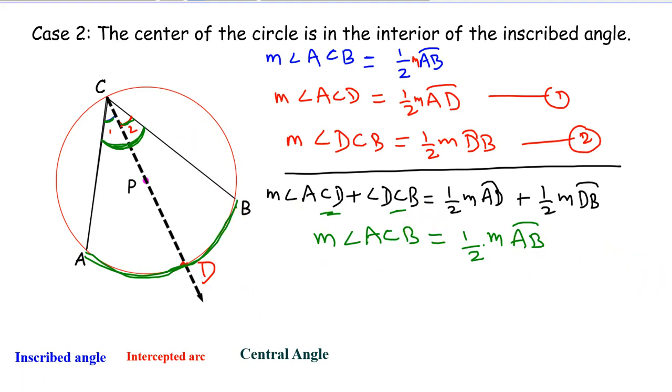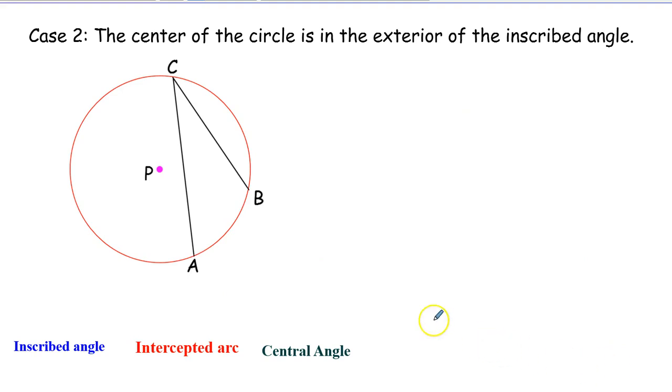Now let us go to the third case. In this third case, the center of the circle is in the exterior of the inscribed angle. This is the inscribed angle, but the center of the circle is outside this inscribed angle. Then what do we do? Just connect this vertex and the center of the circle, and you get one side here. And let me call this D again.